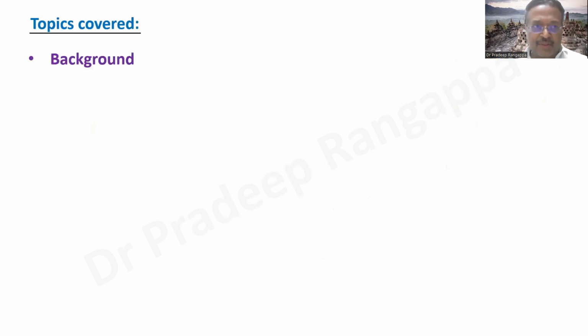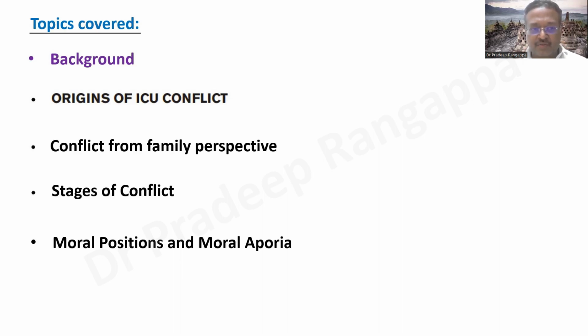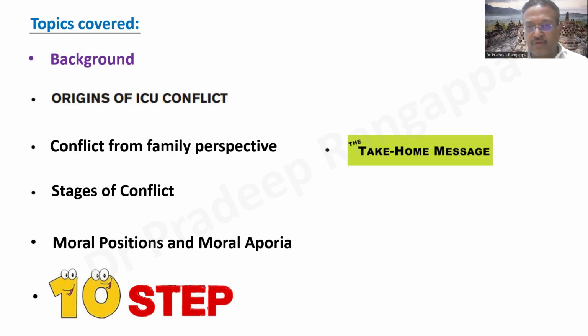The topics that I will be covering: a bit of background, and then we look into the origins of ICU conflict. We look at the reasons for conflict from the family's perspective, the different stages of conflict, and what we understand by moral aporia and moral positions whenever there is a conflict. The topic for today is the 10 steps that we need to keep in mind to resolve conflict in ICU, and the take-home message.